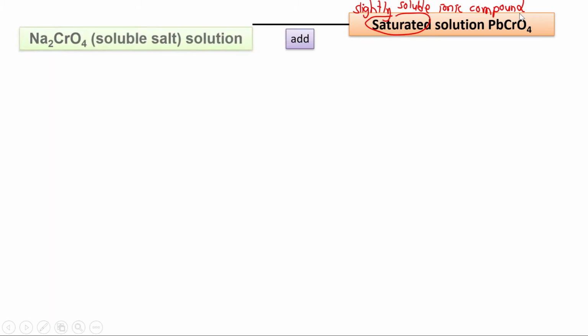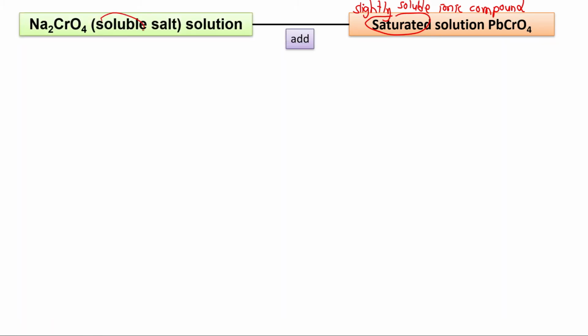Okay, let us see further explanation. Let's say we have a saturated solution, plumbum chromate. See the word saturated here? That means slightly soluble. It's not 100% soluble. Slightly soluble ionic compound. And then we add a soluble salt, for example, sodium chromate.